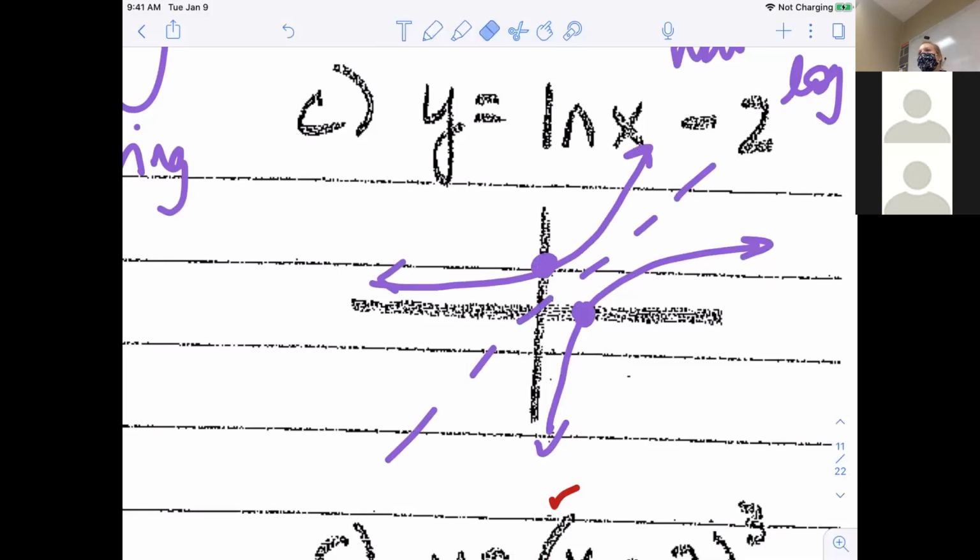Jared, did you have your hand up? Nothing. I'm just making a math point. Sometimes I just make math points.